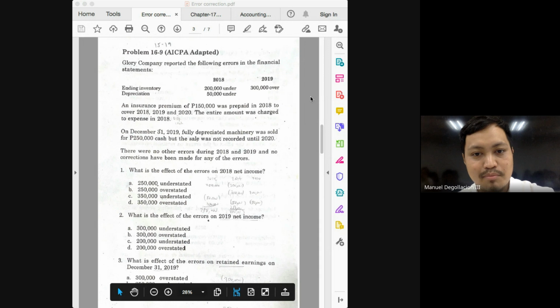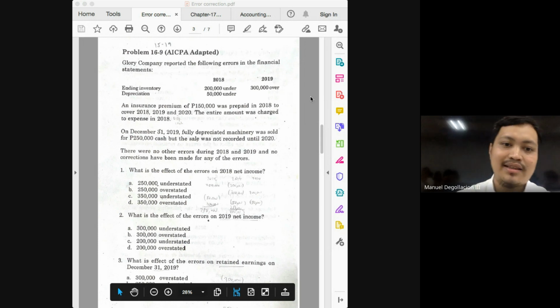So 200 understatement in net income, and then 100 understatement due to your insurance expense. So total understatement is 300. But offset it with the overstatement from the understated depreciation expense of 50, the net effect would be how much, class? 250 understated.